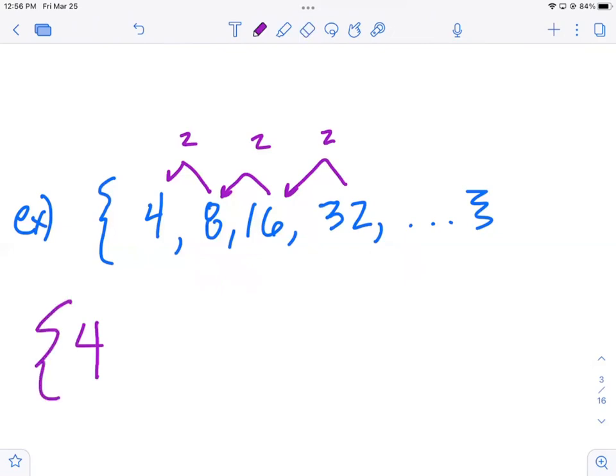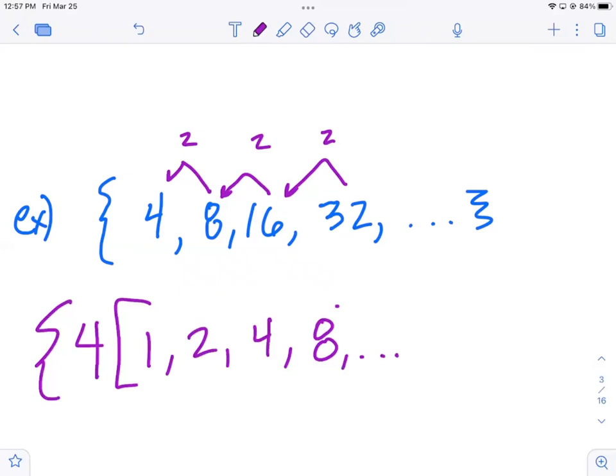You could say it's 4 and then divide it out. 1, 2, 4, sorry, 8. Yeah, I'm twitching here.